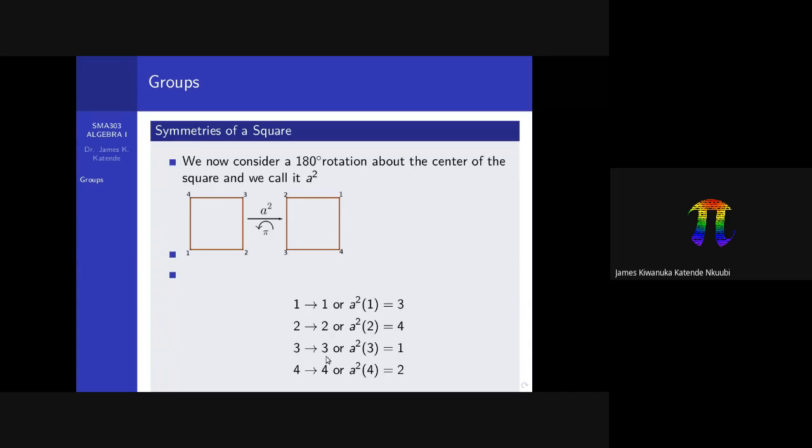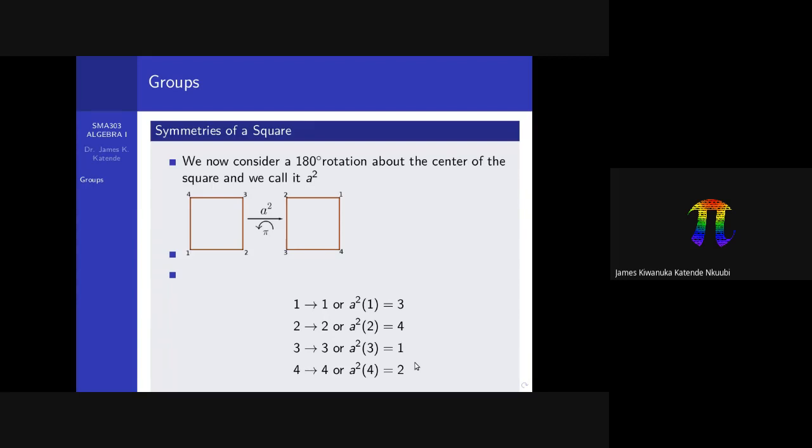I'll have to edit this before I share the slides with you. But on this end, it's correct. So 1 will go to 3, 2 will go to 4, 3 will go to 1, and 4 will go to 2. So on this other end, it's listed correctly. So you can use that as the answer. But I will edit this before I share the slides.